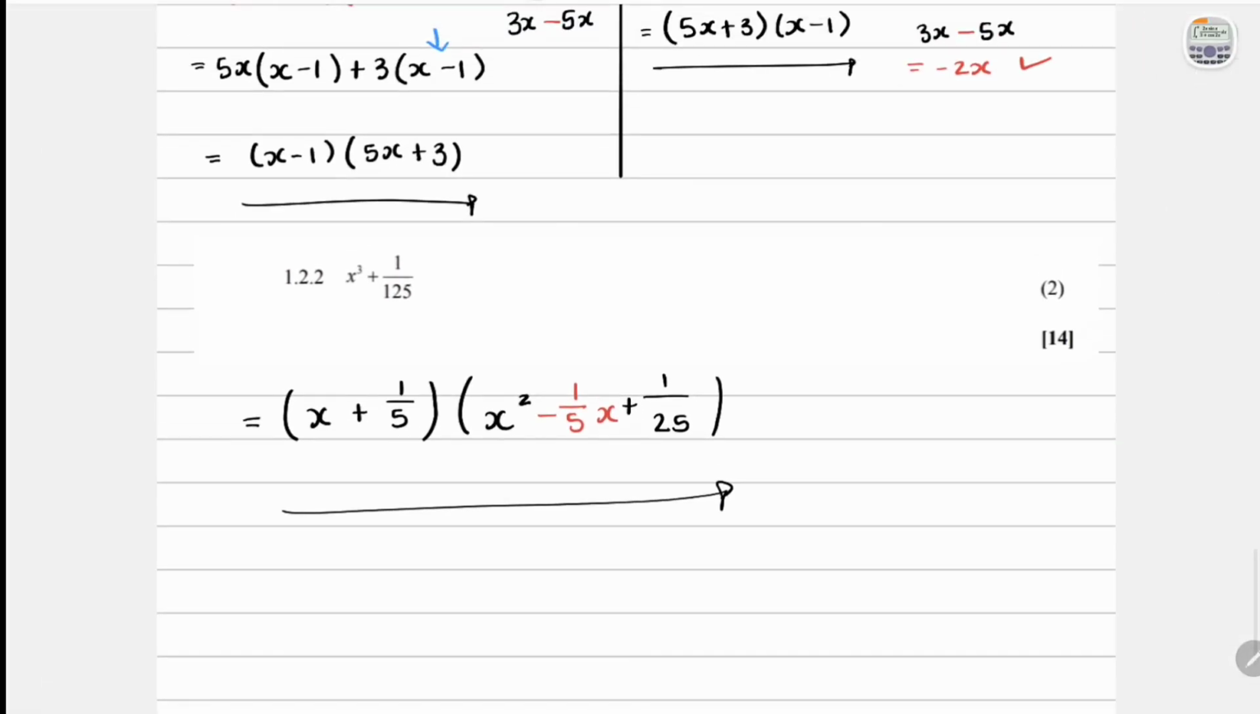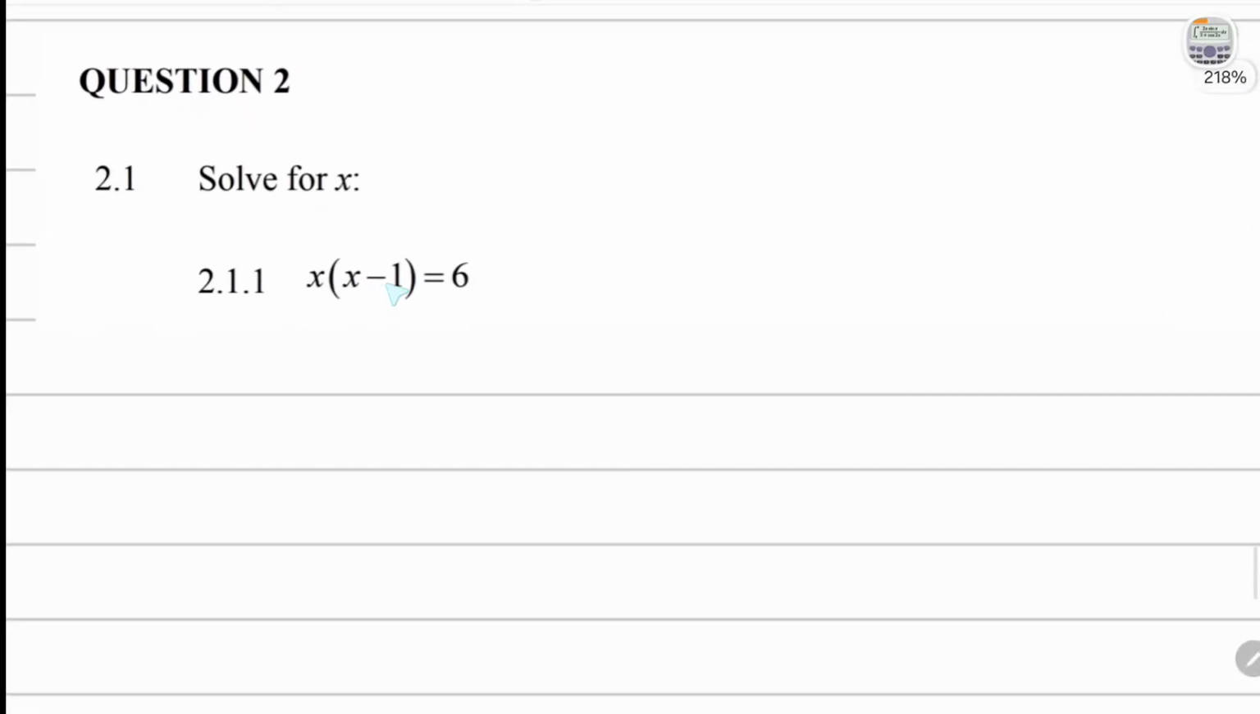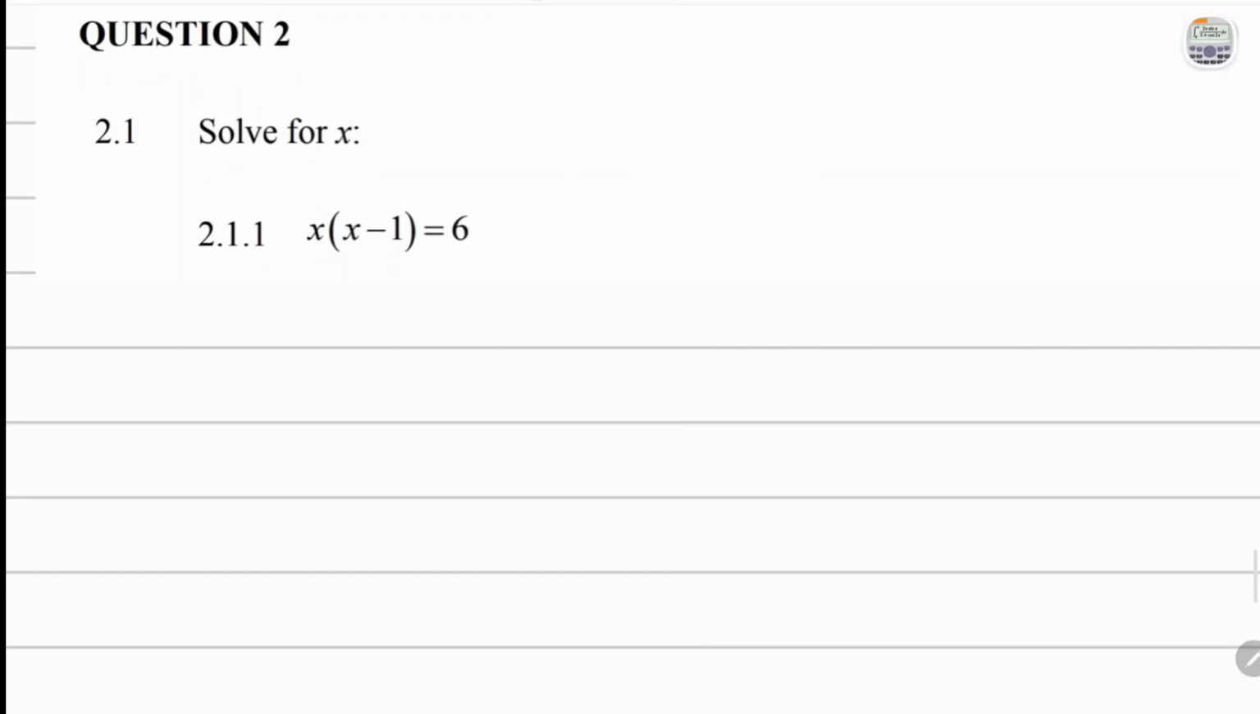Okay, so that is it for question 1, and we move on to question 2. Question 2, our first question, is a solve for x question. So we are given x times x minus 1 is equal to 6.